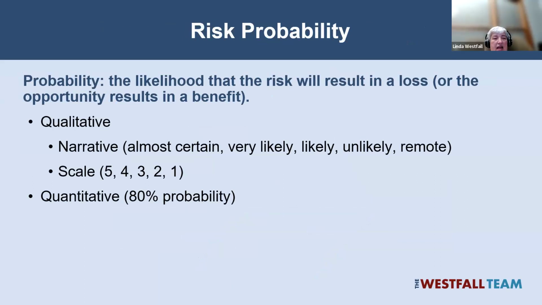From this context, then, you're going to assign a probability. This can be qualitative. You can have a narrative like almost certain, very likely, likely, unlikely, remote. Or you can scale it on a scale of 1 to 5 or 1 to 10. Or if you need something more definitive, you can actually do mathematical, statistical analysis and come up with some kind of probability. Like there's a 50% probability you fall off the board or an 80% probability you fall.